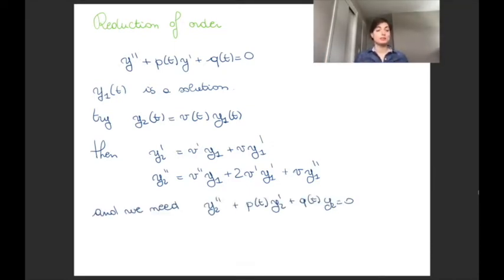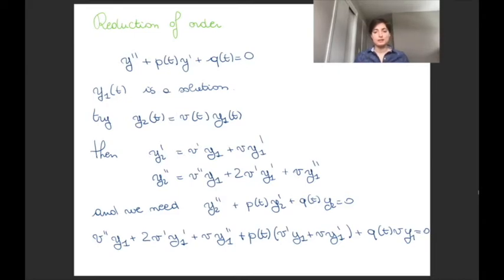And we need y2 to satisfy our initial ODE. So we need the second derivative of y2 plus p, possibly depending on time, times the first derivative of y2 plus q(t) y2 equal to 0. Just notice that the linear term y is missing on the first version of this equation. It's a typo, I'm sorry. Anyway, we want to solve this ODE in y2, and we write y2 prime and y2 second and y2 itself as functions of v and y1. So we write down everything in the most extensive form.